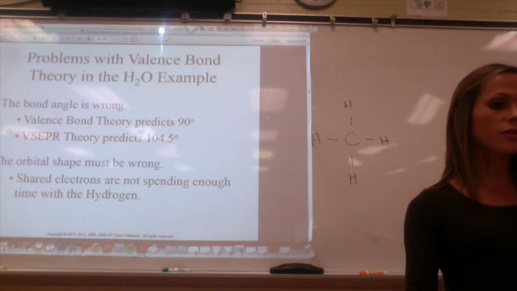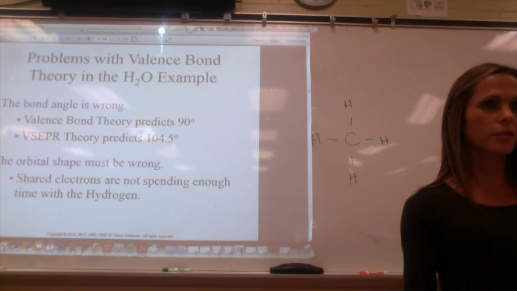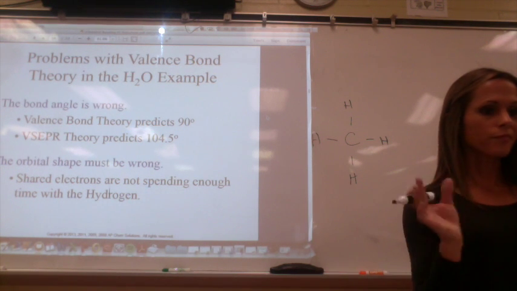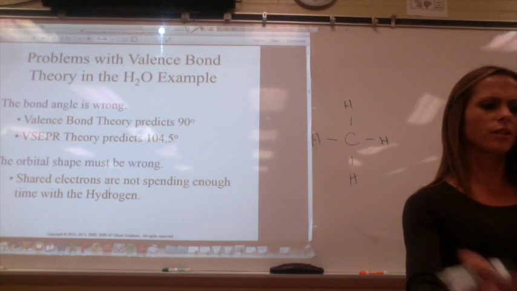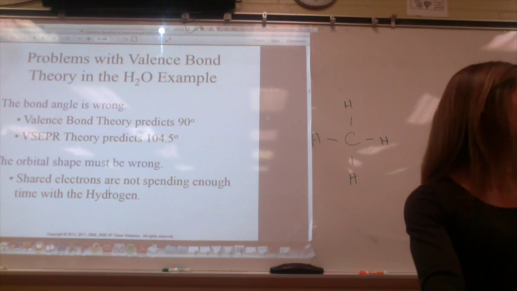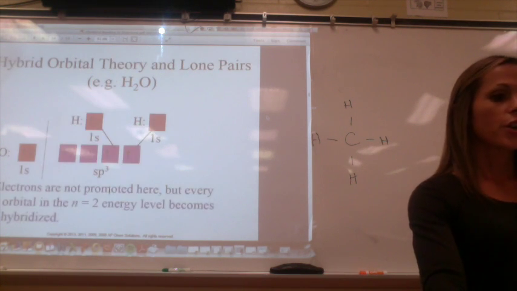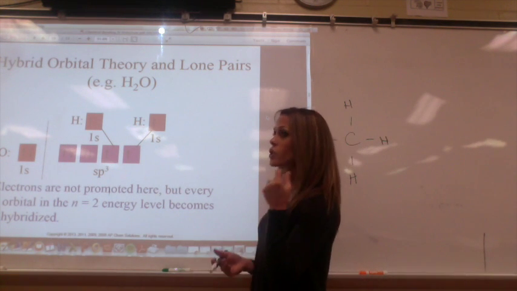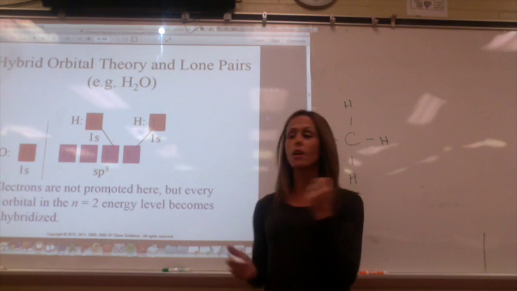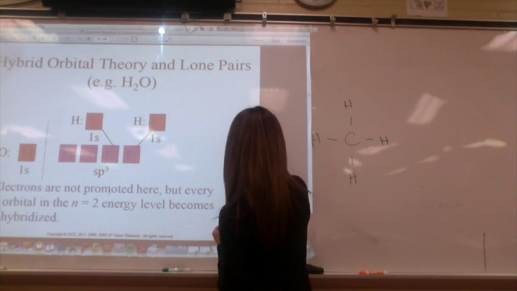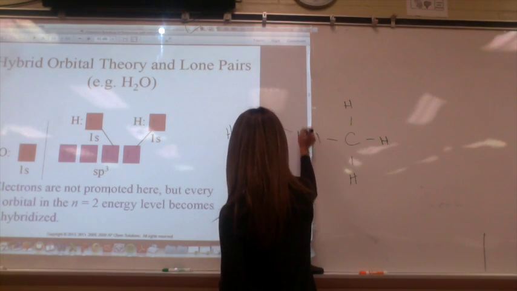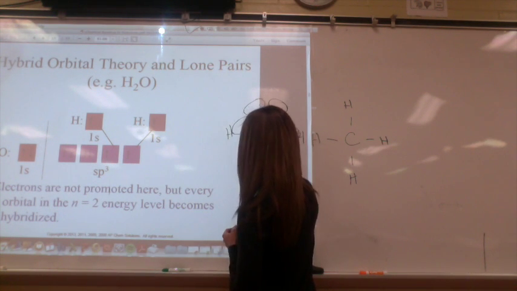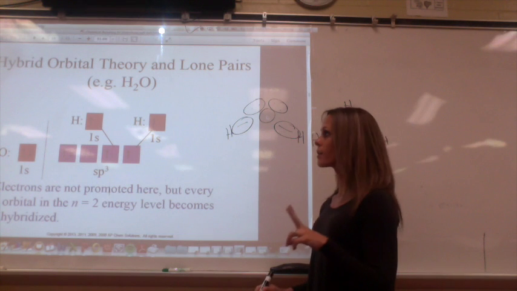The orbital shape must be wrong. Shared electrons are not spending enough time with the hydrogens. They're spending too much time on the p orbitals, which are not in the correct location. So again, we have to create hybridized orbitals. We have 2 bonding domains and 2 non-bonding domains with water. Let me just draw that for you again so that you see that when you're predicting your geometry. 1, 2, and then 2. So 2 bonding, 2 non-bonding.